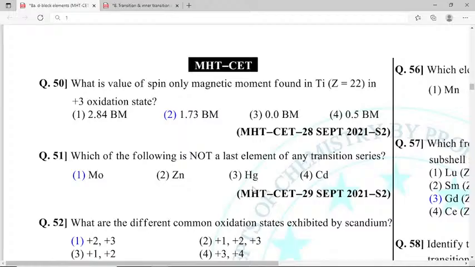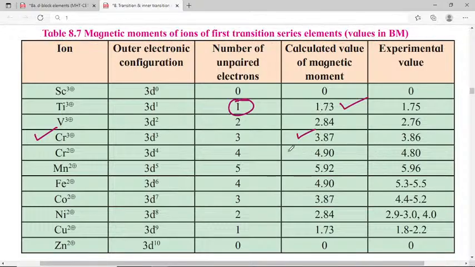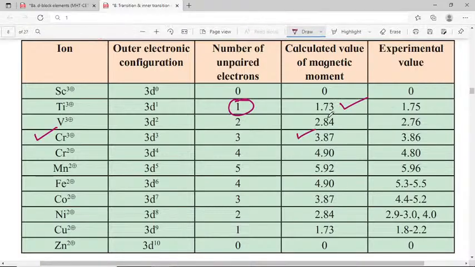What is the value of spin-only magnetic moment? Titanium +3, 3d1. So 3d1, 1 unpaired electron, 1.73. So scandium, titanium +3, 1.73. Number of unpaired electron 1, 1.73; 2, 2.84; 3, 3.87; 4, 4.90; 5, 5.92.